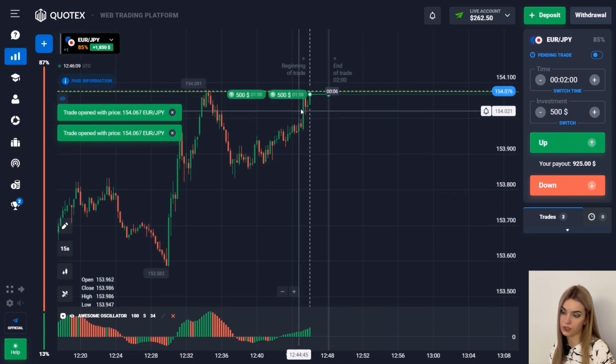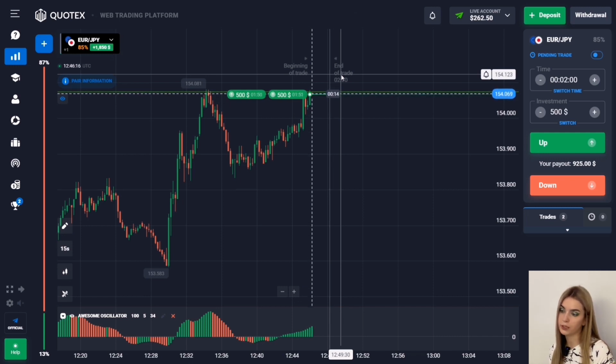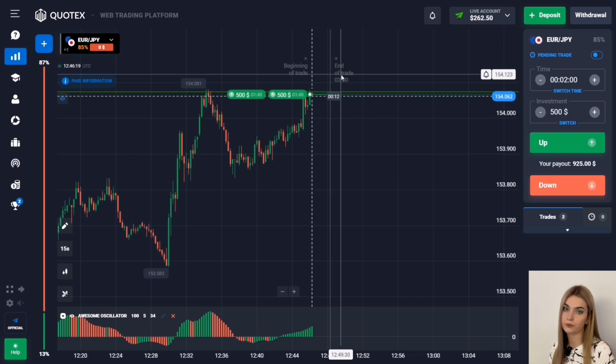This is the second touch of this level in the last 10 minutes. It is more likely that the breakout will occur in the near future, and we'll try to make money on this upward movement. So guys, let's wait for the result.